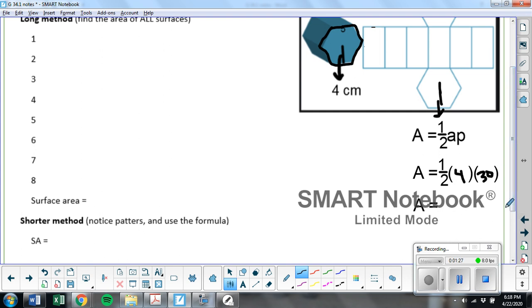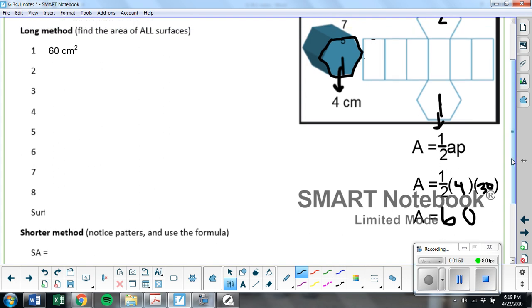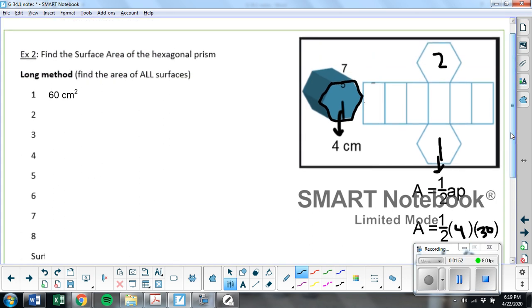When I multiply that out, I get 60 centimeters squared. And you just use your calculator: 1/2 times 4 times 30. That's a hexagon, just like we did in the last chapter test. Now how about surface 2? Well, it's the exact same as surface 1, so it's also going to be 60. I don't have to show work for that again.